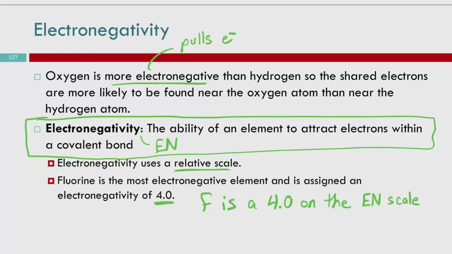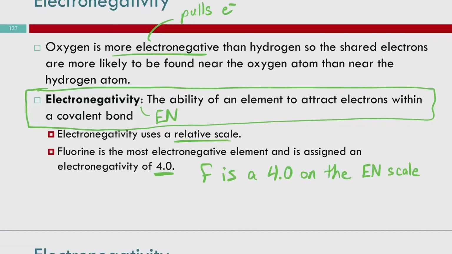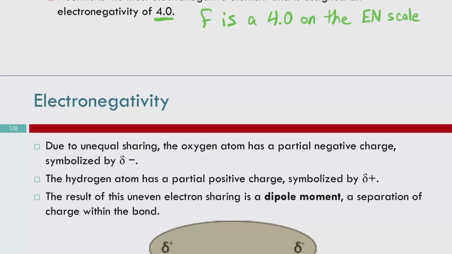You don't need to have all of the electronegativity values memorized. If you're going to memorize one, it should be fluorine. Fluorine has a 4, a 4.0, perfect GPA. Fluorine's going to college for pulling electrons, surprisingly.